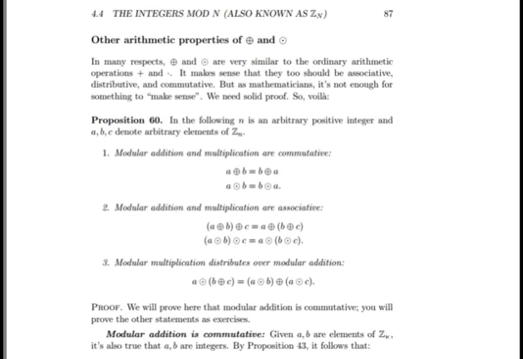Okay, let's move on to this section that talks about arithmetic properties of circle plus and circle dot. These two operations are derived from ordinary addition of integers and ordinary multiplication of integers. However, we can't assume they have the same properties. But it does turn out that circle plus is commutative. You can add in either order. And circle dot is also commutative. Circle plus is associative, and circle dot is also associative. Circle plus and circle dot are distributive.